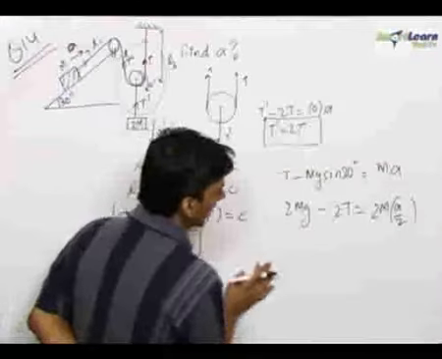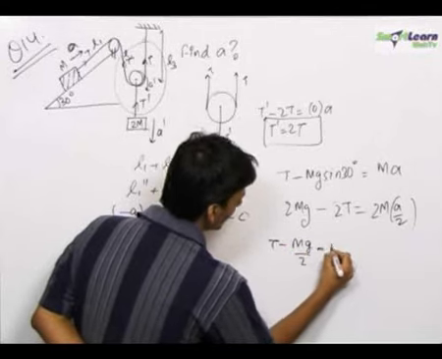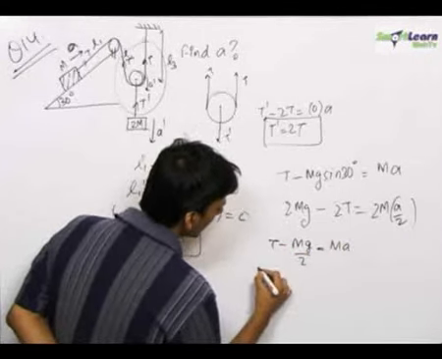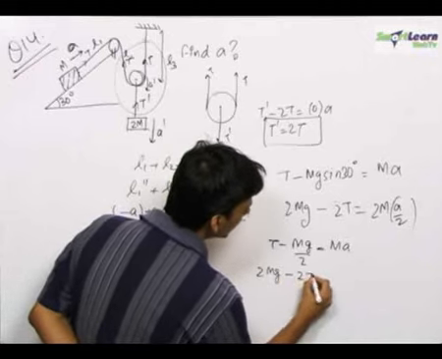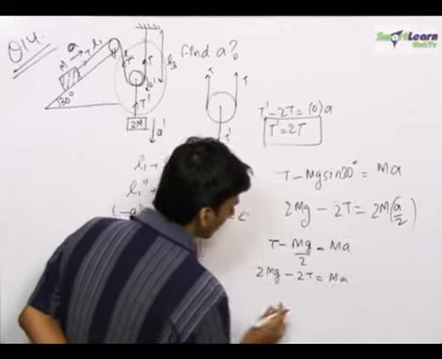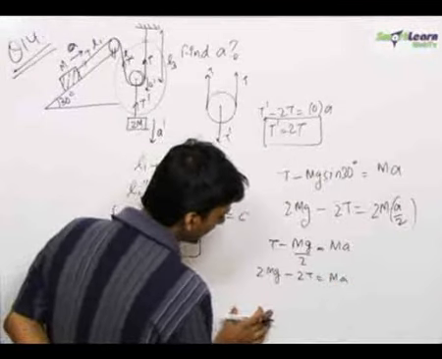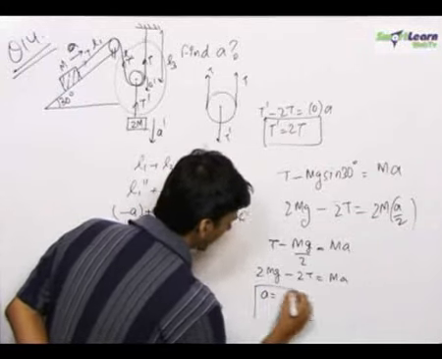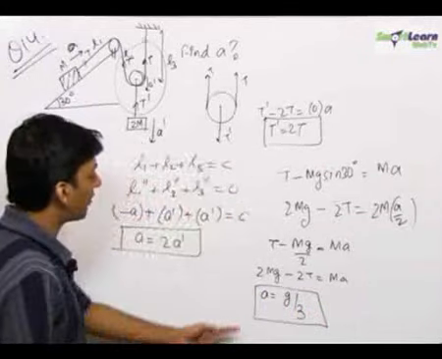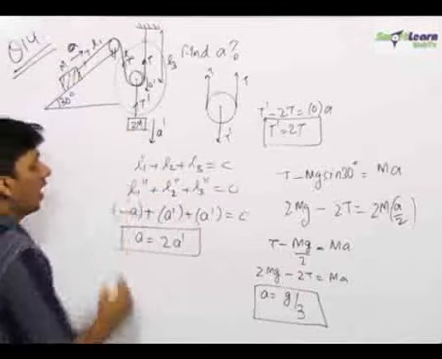So our answer stands as, we can write the first equation as T minus mg by 2 is equal to ma, and the second equation as 2mg minus 2T is equal to ma. By multiplying this equation by 2 and then adding these two equations, we get A is equal to g by 3. So the final answer for the acceleration of this block comes out to be g by 3 in upward direction.